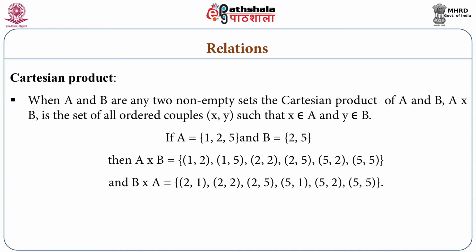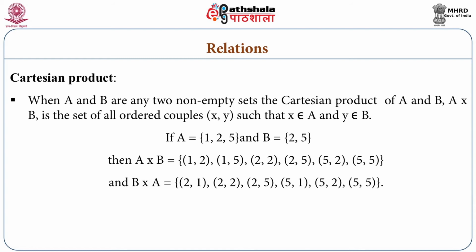A into B is a collection of ordered pairs where the first element of the ordered pair comes from set A and the second element comes from set B. So given A into B, we have ordered pairs (1, 2), (1, 5), (2, 2), (2, 5), (5, 2), and then (5, 5). We have 1, 2, 3, 4, 5, 6 members.